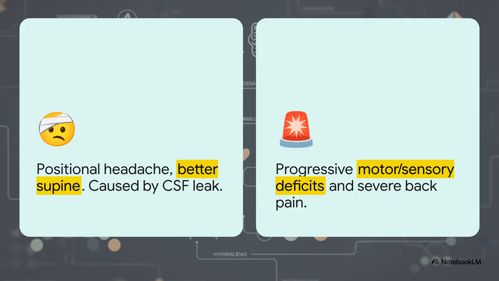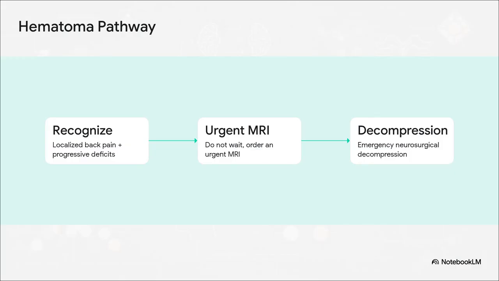But contrast this with a spinal epidural hematoma. This is characterized by progressive, localized back pain accompanied by expanding motor or sensory deficits or maybe new bowel and bladder dysfunction. Guys, this is a red alert emergency. When you suspect a spinal epidural hematoma, time is spine. This complication is incredibly high risk, especially in older adults who might be on antithrombotic medications. The pathway here is rigid.